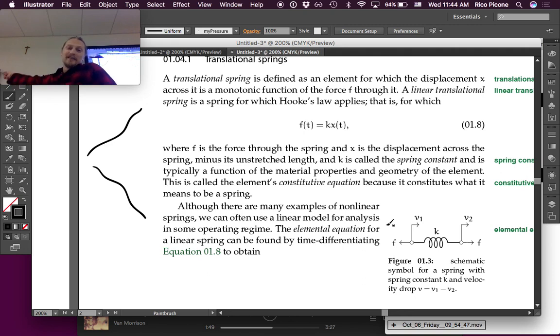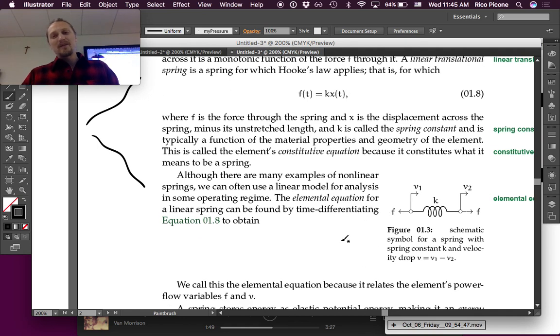Yes, so spring constant, Hooke's law for linear springs. This is called the element's constitutive equation because, and I know it's surprising, it constitutes what it means to be a spring. That's why we call it the constitutive equation.